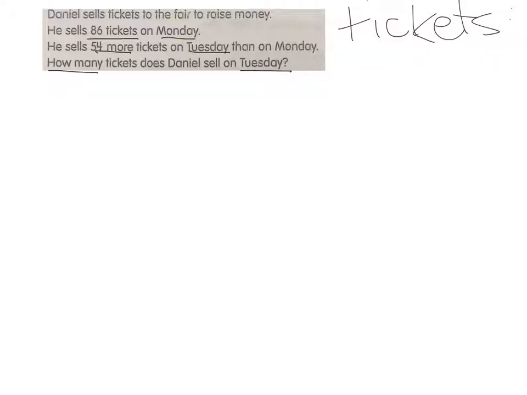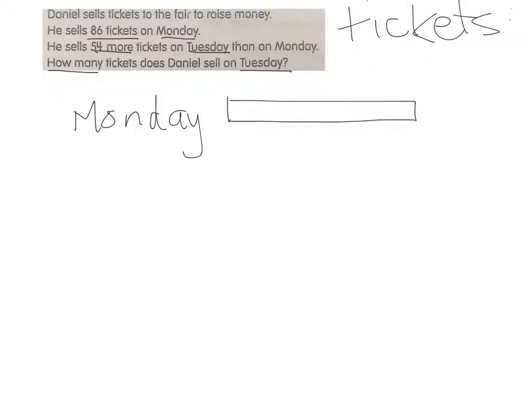Now students are ready to draw their bars. So the first bar that we can draw is a bar for Monday. Because these two sets of tickets are completely separate, one set for Monday and one set for Tuesday, we're going to draw two bars and we're going to compare their values. So I'm going to draw my first bar as Monday. And I can label it for 86 tickets.